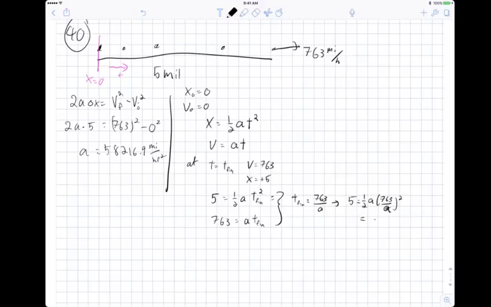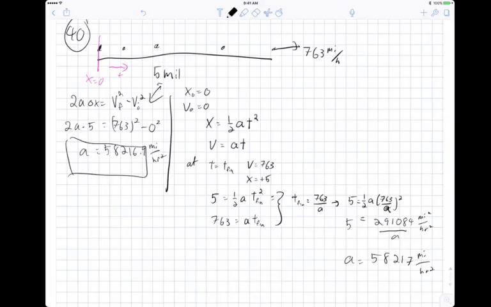So that's 291,084 miles per hour divided by a is equal to 5, and rearrange, and that's 58,217 miles per hour squared. Hey, look, it's the same. It's because this equation actually comes from algebraically combining the x versus t and v versus t equations. They're the same.